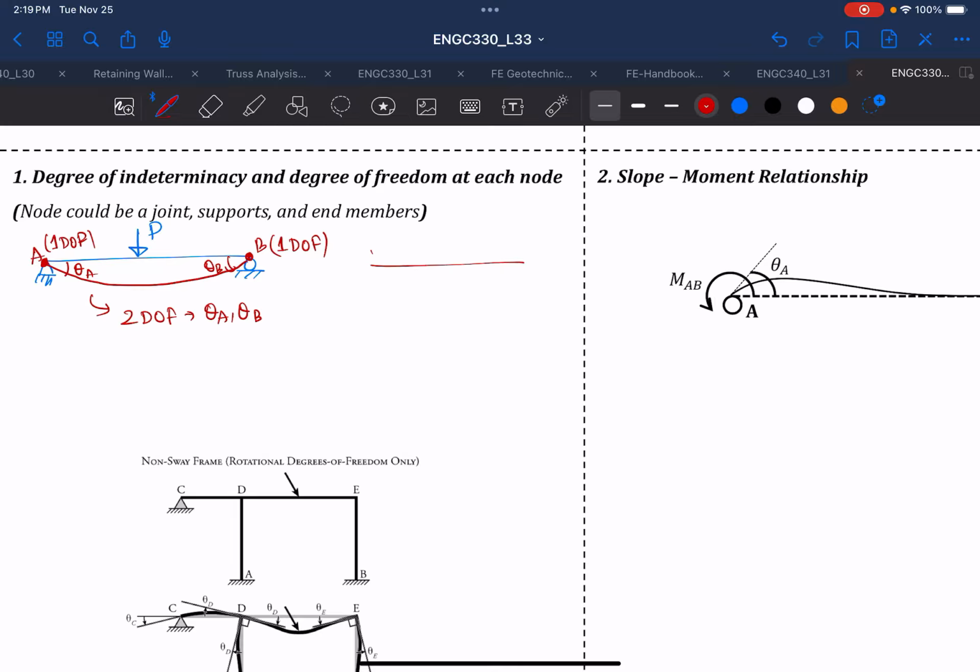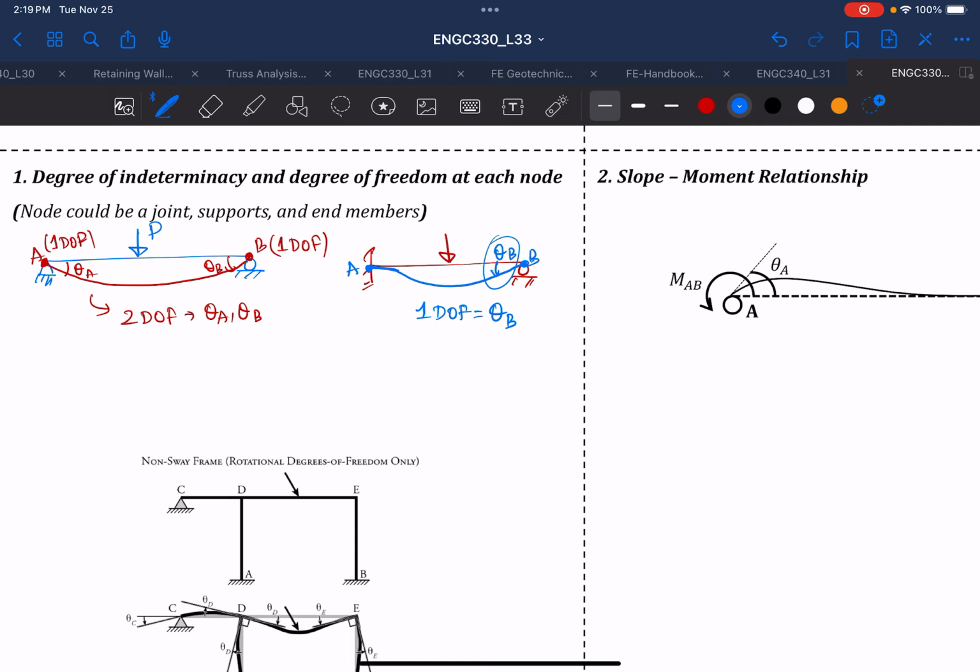And then what if you have a fixed end and a beam, and then you apply a load? We know that this is how it will deflect. The slope has to be 0 at the fixed end, and after that it will be rotating. So this rotation will be theta B. This is joint B, this is joint A. In this case, we have only one rotation. So node A has 0 degrees of freedom, and node B has 1 degree of freedom. So this will be 1 degree of freedom, which is theta B.